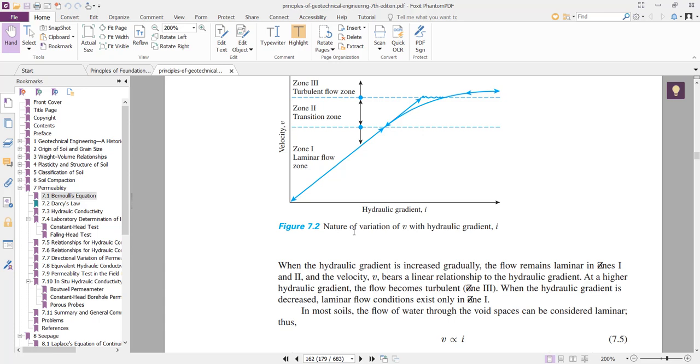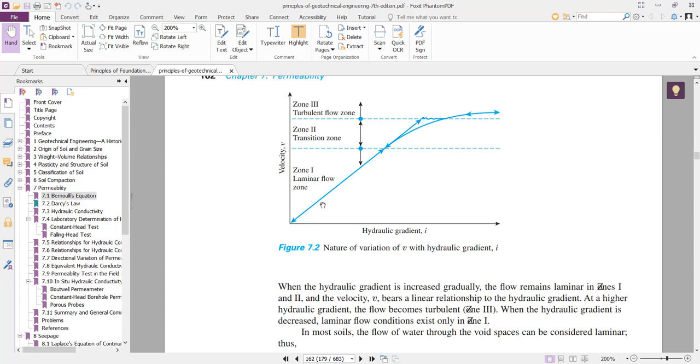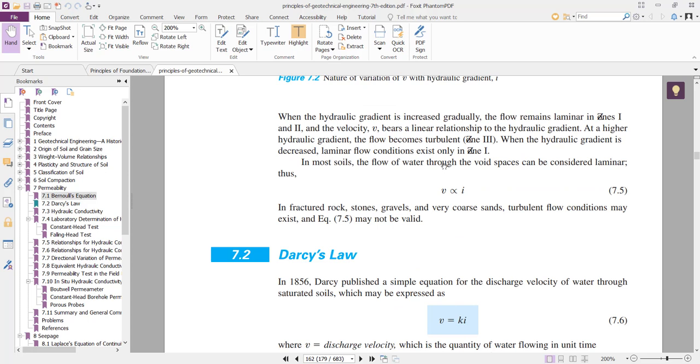Here is the natural variation between the velocity and the hydraulic gradient. As we know from our undergraduate study, the flow moves in three different ways. There is laminar flow, when the flow is very steady and the relation between velocity and hydraulic gradient is linear. Then there is turbulent flow, when the flow is very high and the relation is non-linear like this, and there are transition zones between both of them. In most soils, for flow through the void space, the relation is proportional, so the velocity is related to the hydraulic gradient. If the hydraulic gradient is high, the velocity is high, and vice versa. So Darcy's law is a very important law in seepage.